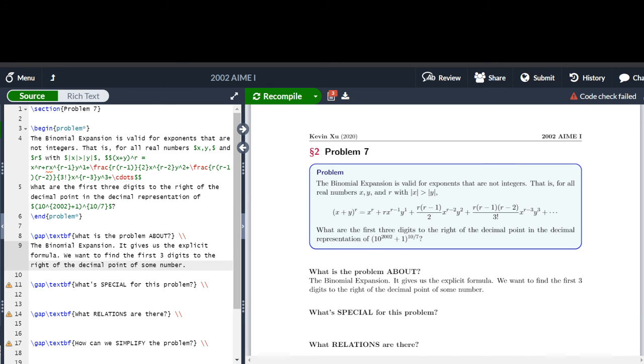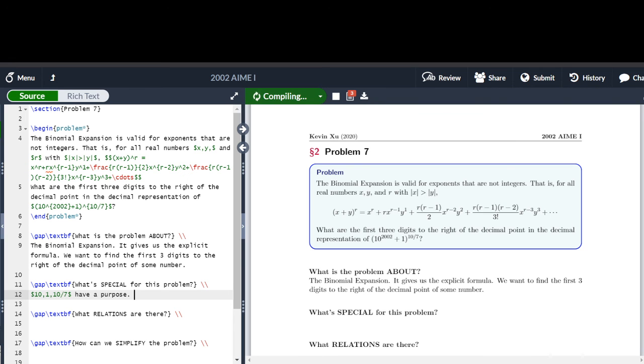So now what's special for this problem? As in, what separates it from other problems? Well, we see that there are some very weird numbers in our representation. We have 10, 2002, 1, and 10 over 7. 2002 being the year of the test, it should be just an arbitrary value. But the other ones are placed here for a purpose. So 10, 1, and 10 over 7 have a purpose.